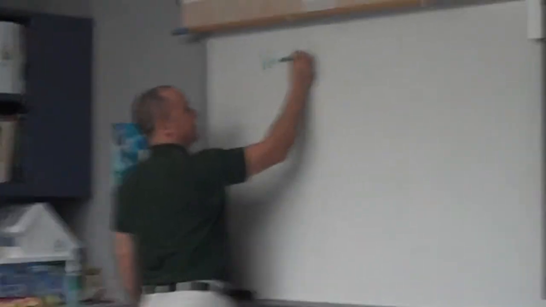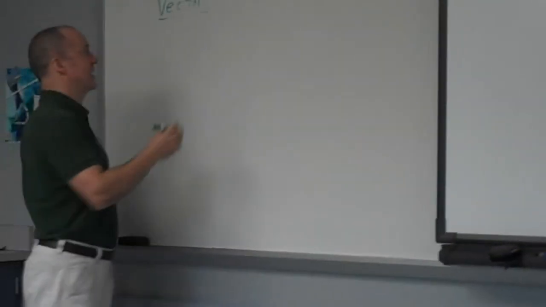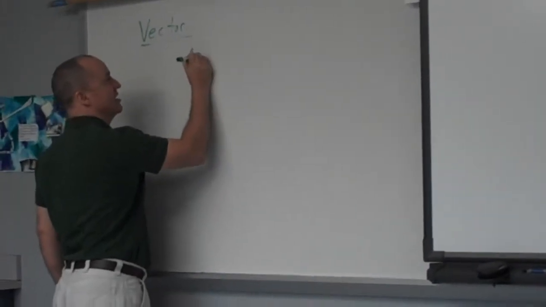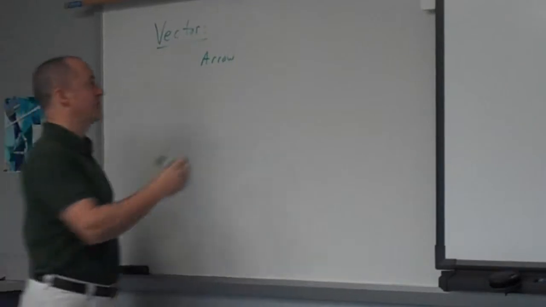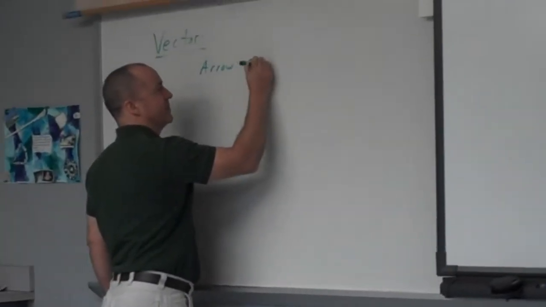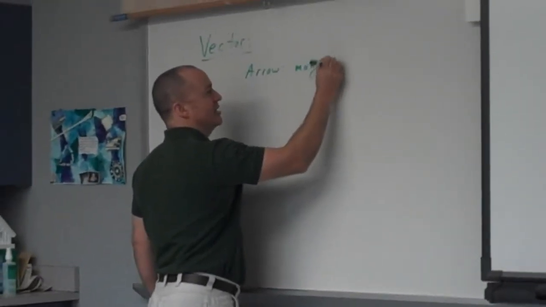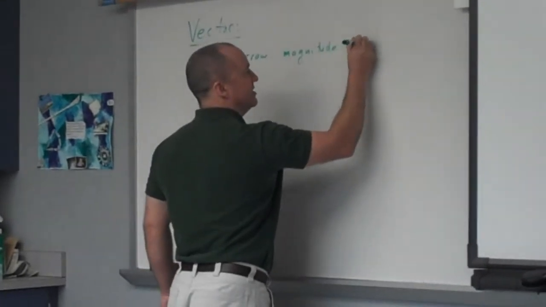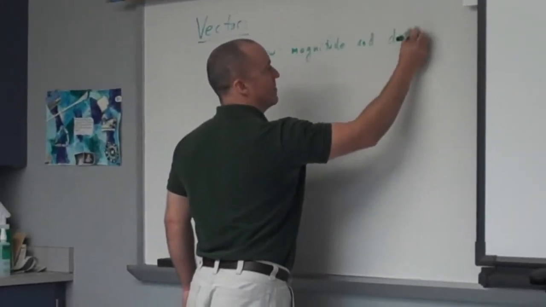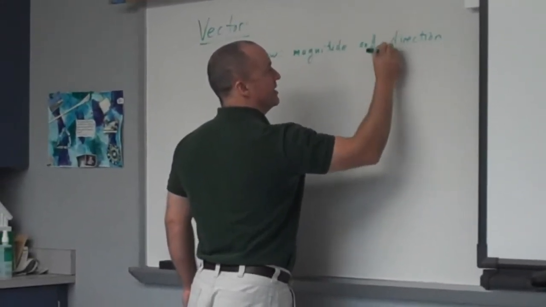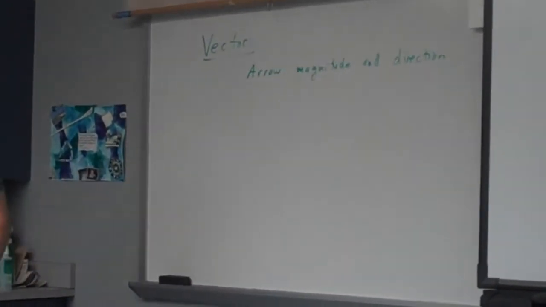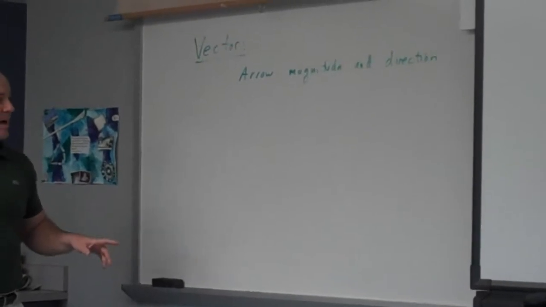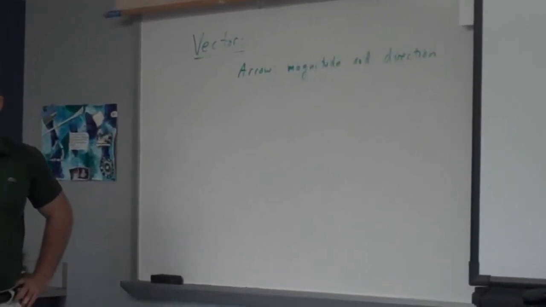Okay, a vector. The shortest way I can describe it is that a vector is an arrow. And that arrow is used to represent, that's what all the books say, a magnitude and a direction. These start simple, get complicated pretty quickly. Magnitude and a direction. What does magnitude mean?